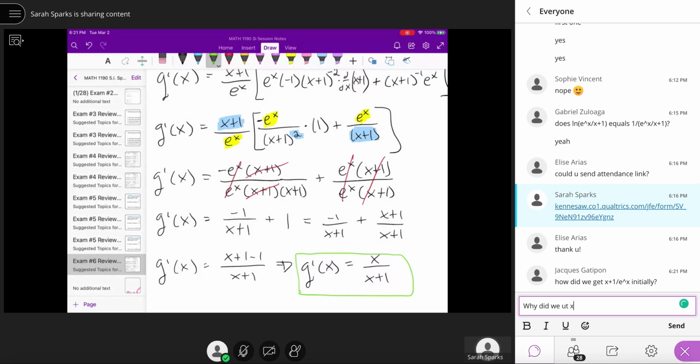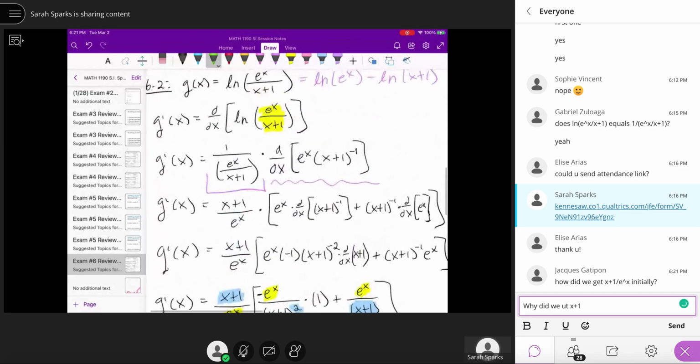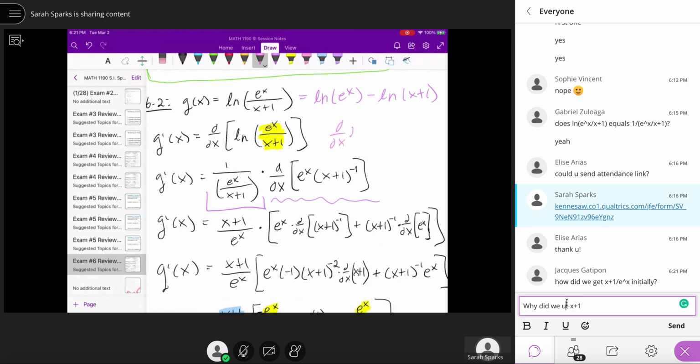How did we get the x plus 1 divided by e to the x initially? So the derivative of a natural log, d dx of the natural log of u is equal to 1 over u times du dx. So our u in this scenario was e to the x divided by x plus 1. So that's how we got this part right here.